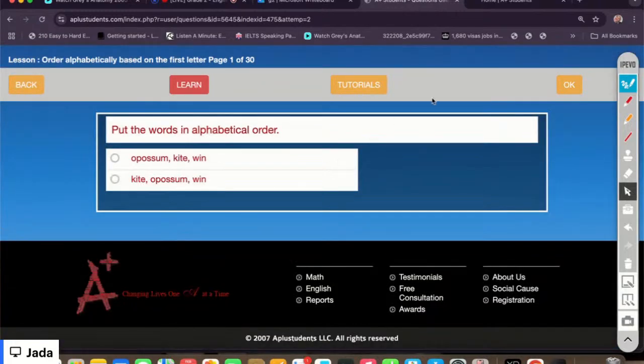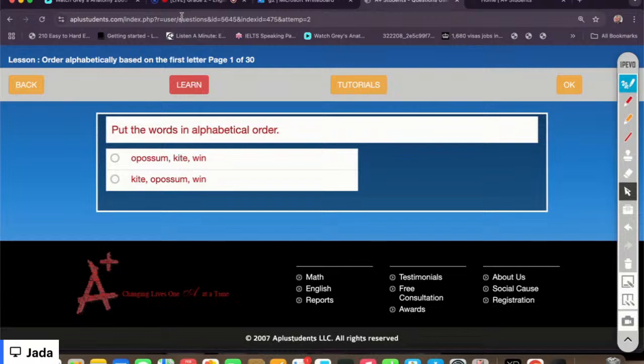All right, so starting here, we have put the words in alphabetical order. So you can look at it and share your answers with me. We have the words here. So which of them comes first and which one comes next?